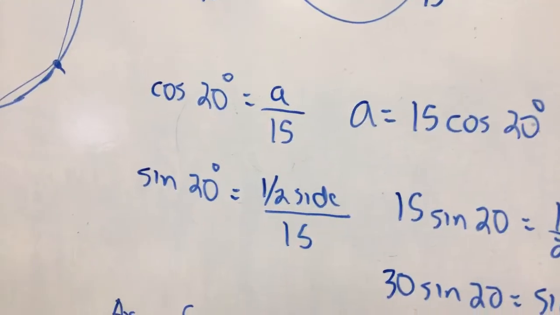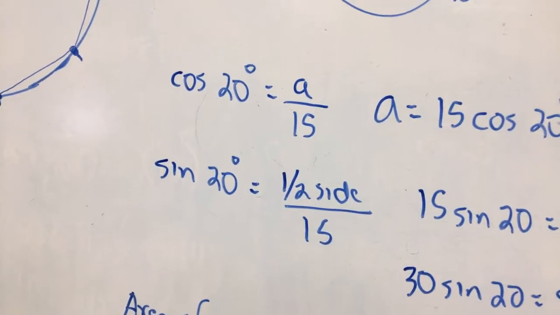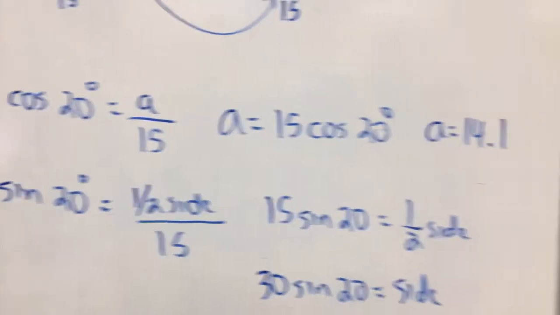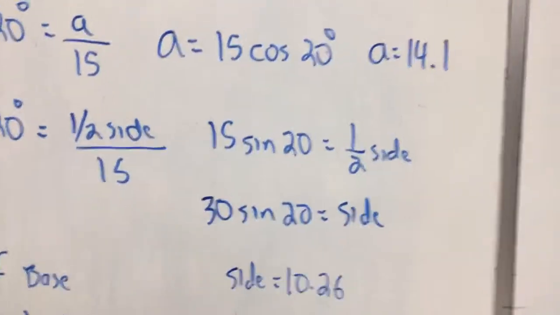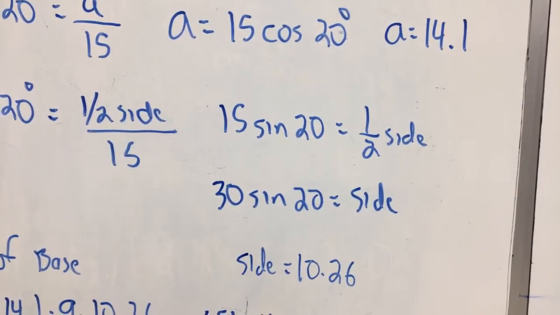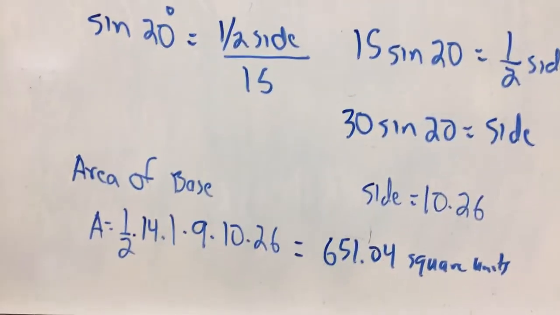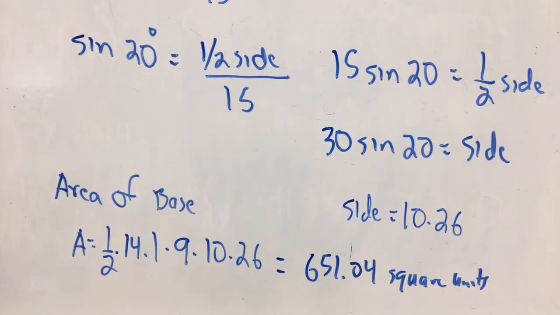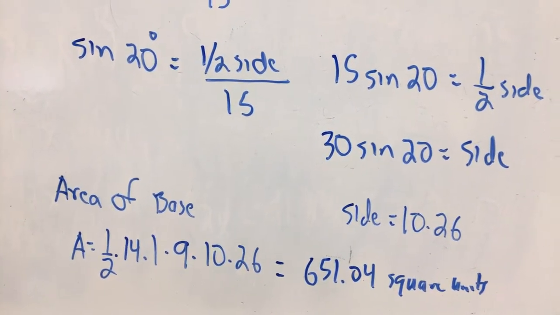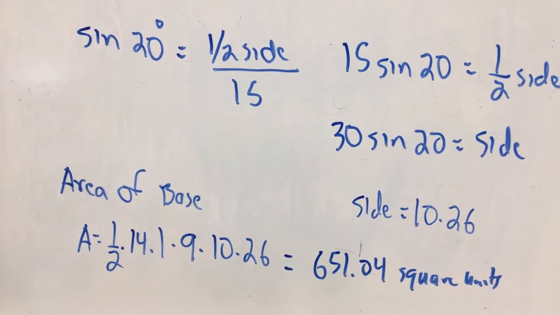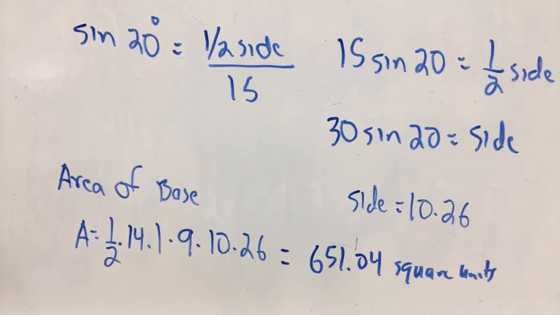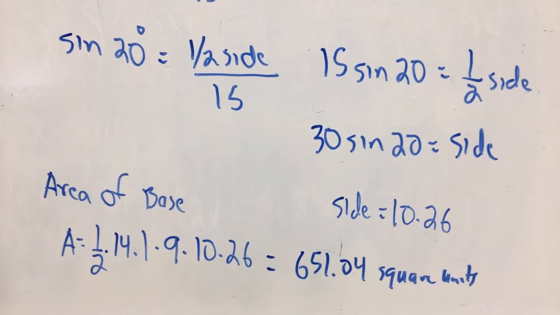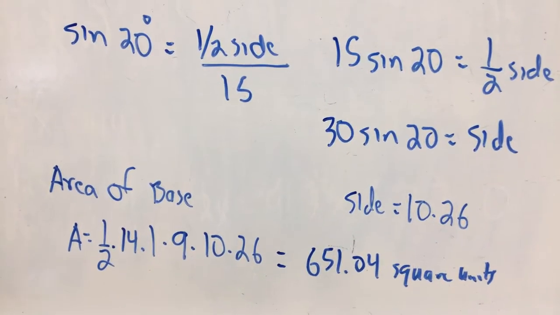Now to find the length of half the side, I'm going to use sine, opposite over hypotenuse. You do a little algebra, you clean that up, and you find that the side is equal to 10.26. Now I can find the area of the base. The area of the base is 1/2 times the apothem times the perimeter. In this case, the perimeter is 10.26 times 9. You do all that, and you get an area of the base of 651.04, which is about 651 square units.